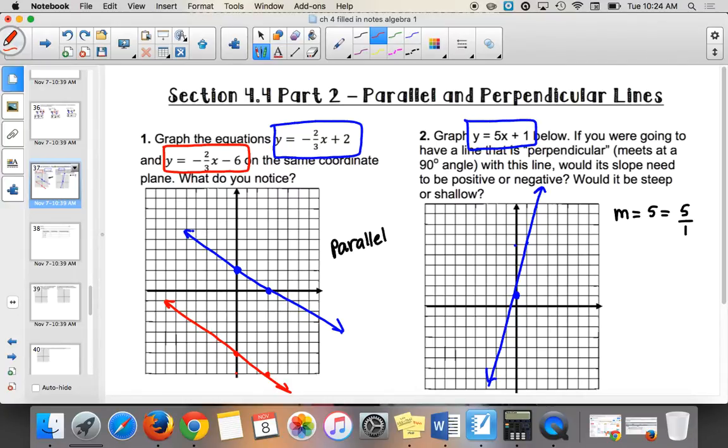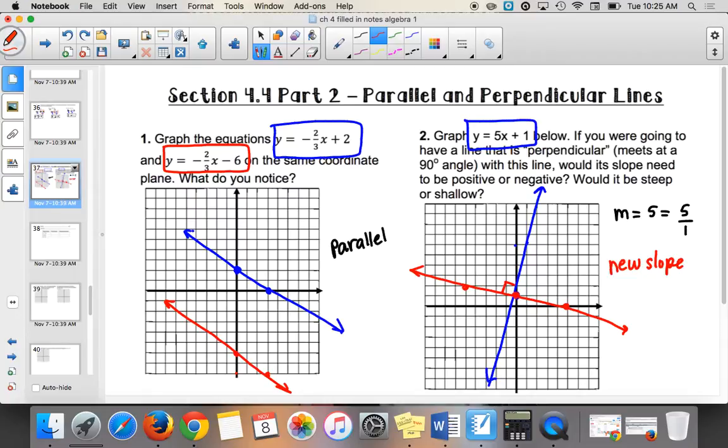So let's say we're going through the point 0, 1 again. And I go down 1 over 1, 2, 3, 4, 5. And I could go the other direction too. I could go up 1 over 1, 2, 3, 4, 5. And I end up getting this line like this. Does this look like a 90-degree angle? Yeah, it does. You guys see how those look perpendicular? Yeah, so they're perpendicular. So basically we need the slope.